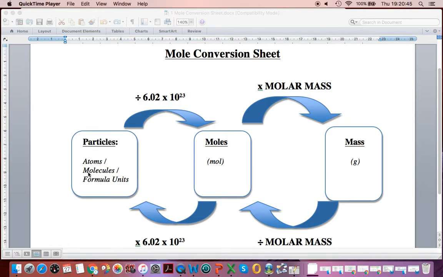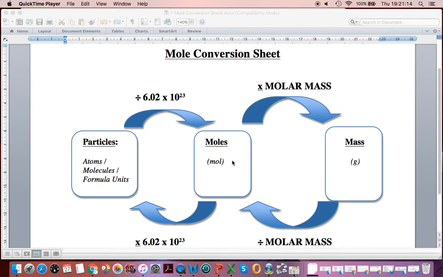If I'm going from particles, and those can be atoms, molecules, formula units, and ions, if I'm going to moles, in this case I divide by Avogadro's number. I haven't put in units there. If I start with atoms, it'd be atoms per mole. If I start with molecules, it'd be molecules per mole. But you do need to include units, and we'll see in our examples. And of course, molar mass is units, grams per mole. If I'm going moles to particles, then I'm multiplying by this big number.